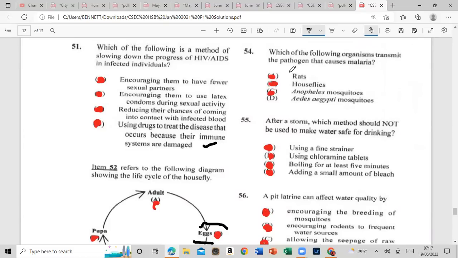Let's move on to 54. Which of the following organisms transmits the pathogen that causes malaria? Is it rat, housefly, anopheles, or the Aedes aegypti mosquito? And that is the anopheles mosquito.